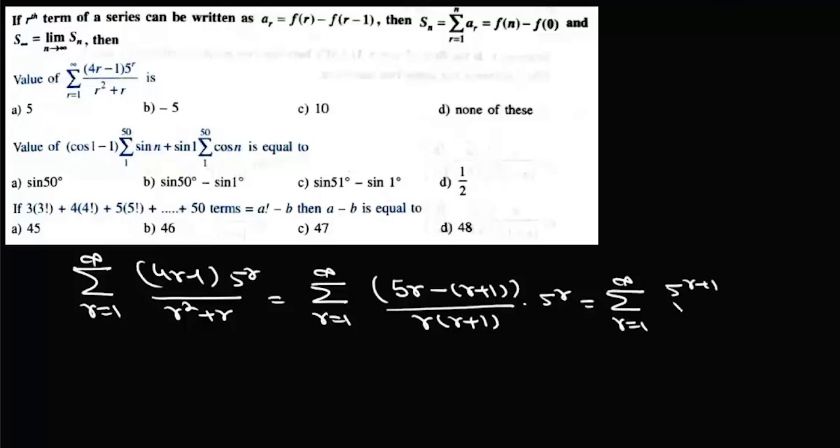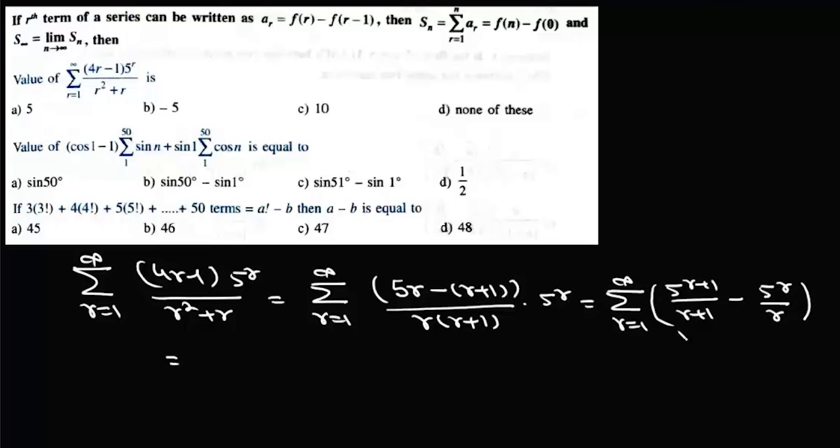Now we can write this as (5r minus r plus 1) upon r into r plus 1 into 5 to the power r, and this is the summation r varies from 1 to infinite. Now we multiply them, this r and r will cancel, we get 5 to the power r plus 1 upon r plus 1 minus, now here r plus 1 will cancel, we get 5 to the power r upon r.